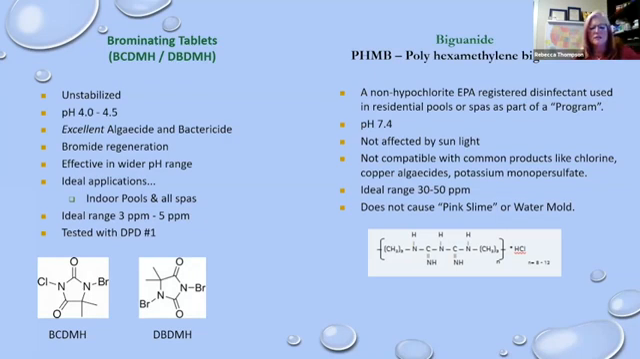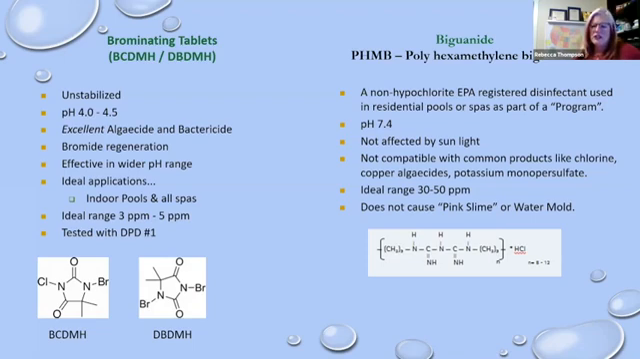There are 2 different forms of bromine. One is your BCDMH, which is a bromochloro. The bromine molecule has a chlorine molecule attached to it. And then there is a DBDMH, which is a dual bromo. There is no chlorine molecule on that at all. The only way I have seen the DBDMH is in a granular form. The BCDMH comes in a tablet or also in a granular form.